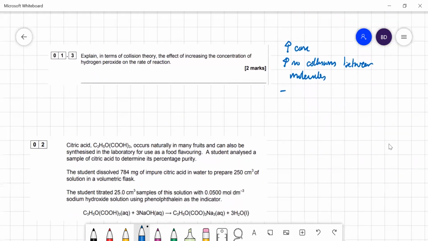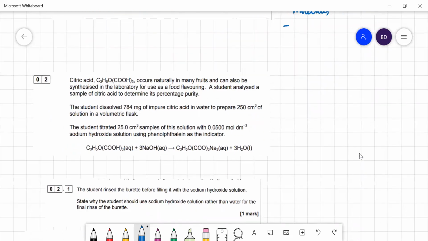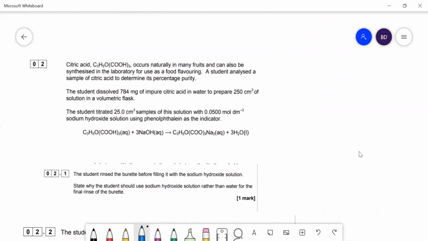Okay, so now here is a question. It's a titration question with quite a bit of practical detail here, so you sort of require practicals too. You'll need to use those for this. Okay, so citric acid is in fruit, blah, blah, blah. A student analyzed a sample of citric acid to determine its percentage purity. So he dissolved some citric acid in water in a volumetric flask. We'll come to that later. He took out 25 cm³ samples of this, and titrated them against sodium hydroxide of this concentration using phenolphthalein as an indicator.